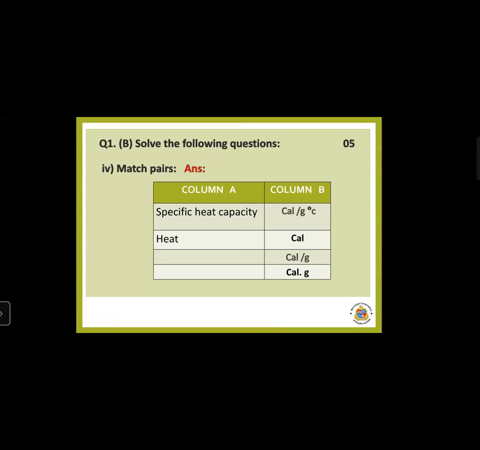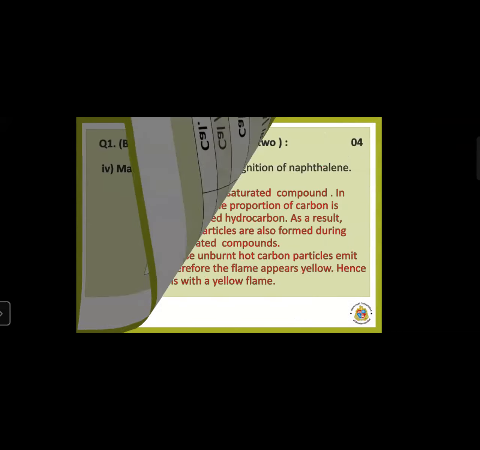In SI units, the unit of specific heat capacity is kilocalorie per kilogram Kelvin, and heat is kilocalorie or joule. This question carries 1 mark, half a mark for each match. So if you write the right answer, that the unit of specific heat capacity is calorie per gram degree Celsius, it carries half a mark, and the unit of heat is calorie, it carries half a mark. Now next question is what?